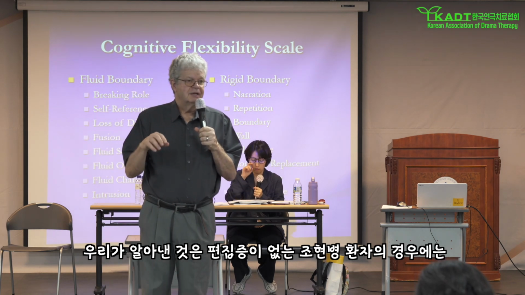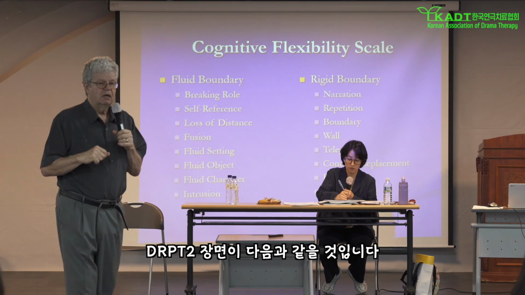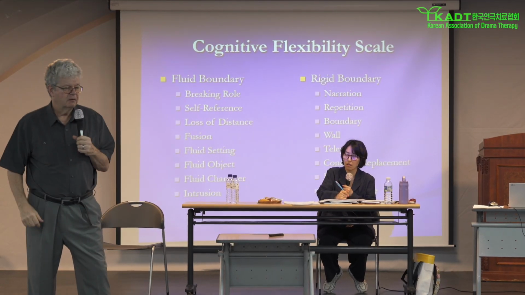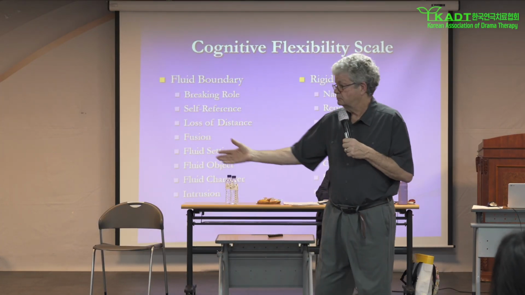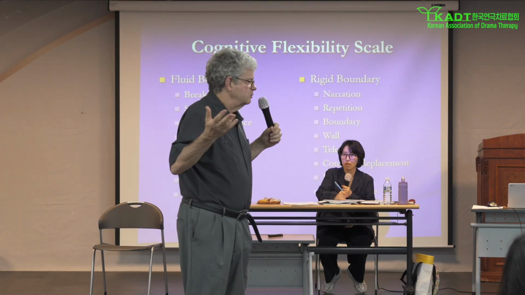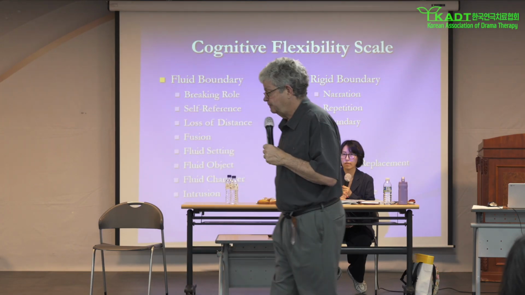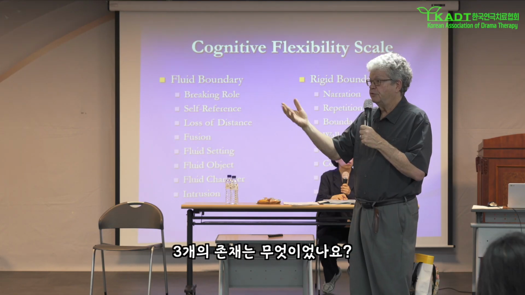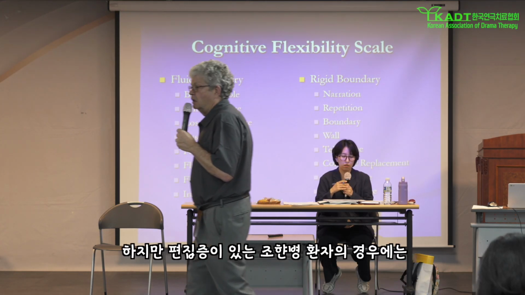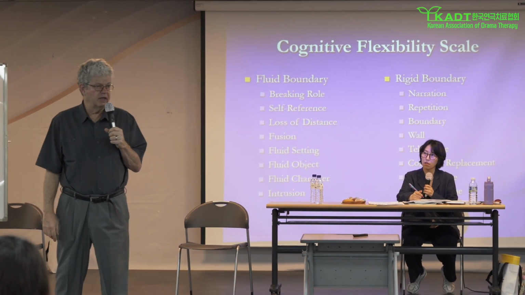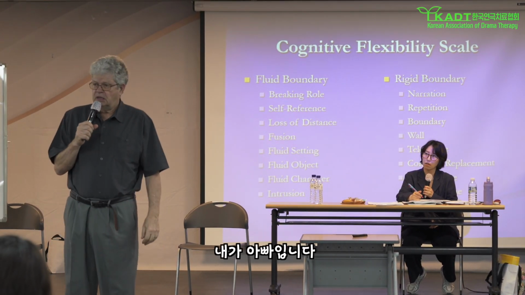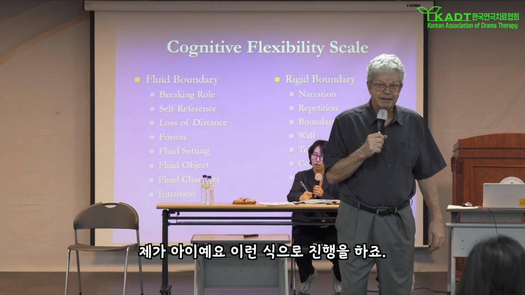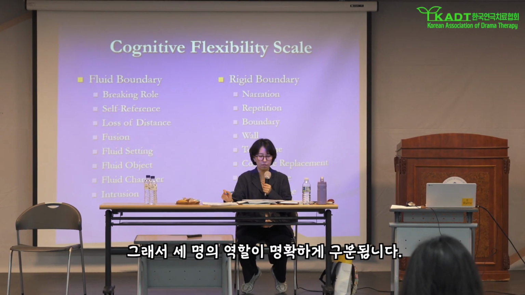What we found was non-paranoid schizophrenics might do a scene, for the DRPT, it might look like this. Could you tell the 3 different characters? What were the 3 characters? Who knows? Paranoid schizophrenics would be more like this. I am the father. I'm the mother. And I'm the child. So 3 very distinct.